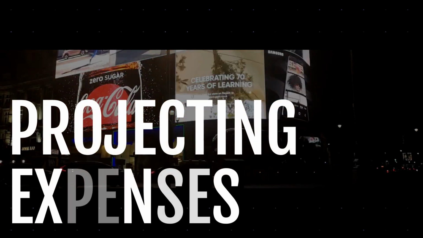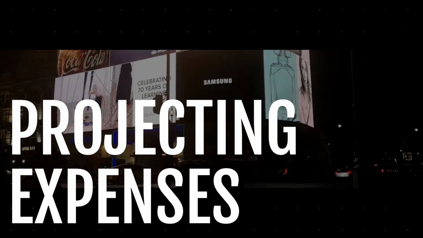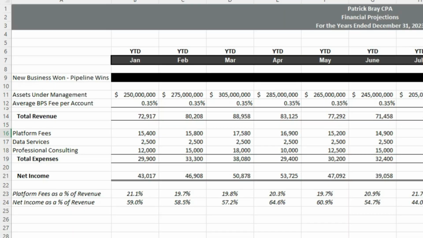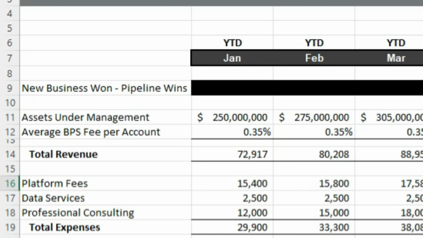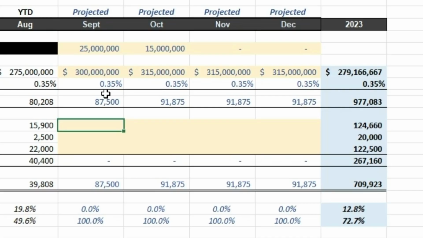First example is going to be an assets under management example. Assets under management, you are managing client funds and you are charging a fee related to those client funds. So in this example, we're going to try to project September through December. We have revenue already built in to this projection, so let's fill in the expenses.